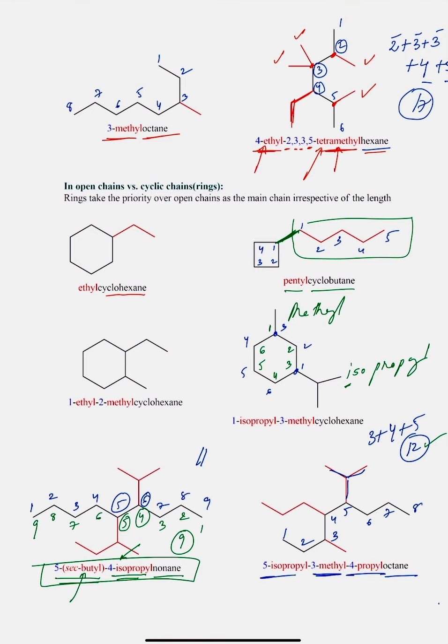Now, how to arrange these substituents? Again, I have to look at the alphabetical order. So for isopropyl I look at I, for methyl I look at M, and for propyl I look at P. So I comes before M and M comes before P. So that's why the name is written this way. Let me go to the next slide.